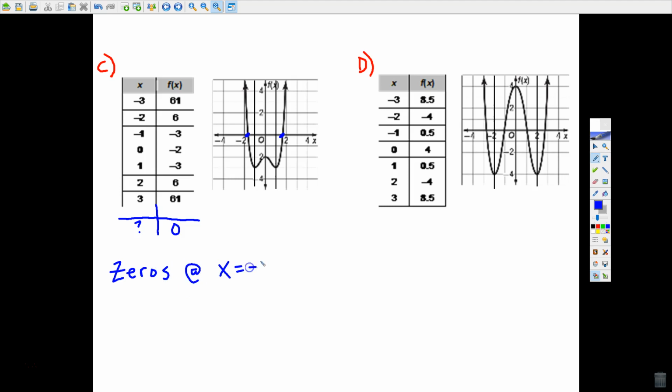One at x equals -2, and then another one at x equals +2. Zeros are synonymous with x-intercepts. Where does the function equal 0? That's where it gets its name. Okay, now let's look for maxima and minima.